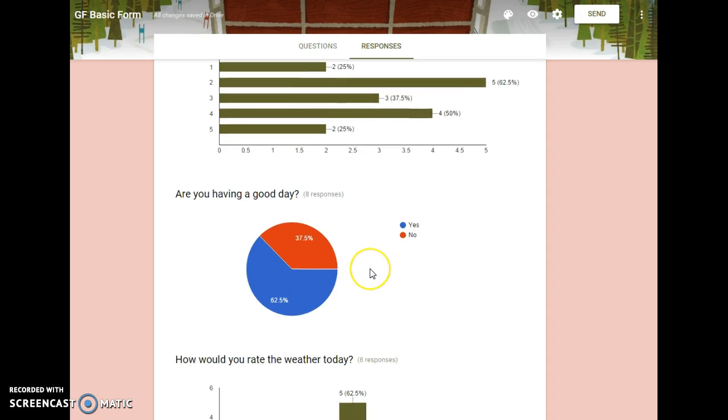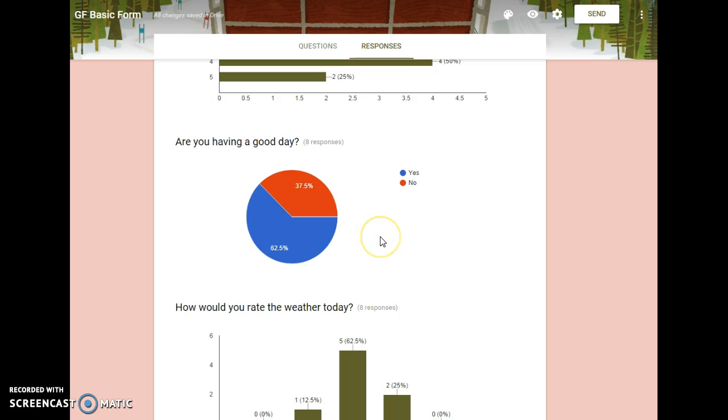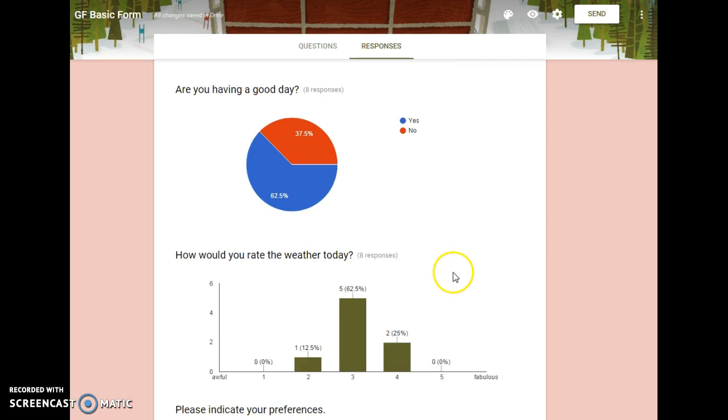Looking down at our next chart here, this is a pie chart, and this was generated from asking a question that was a multiple choice question. Respondents just had 2 choices, yes or no, and we can see here, based on the color scheme, and also if you hover over this portion of the pie chart, that in fact 5 of the respondents were having a good day. Again, that's 62.5% of your respondents.